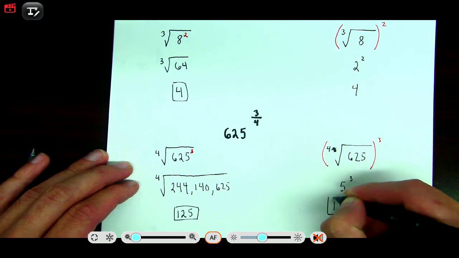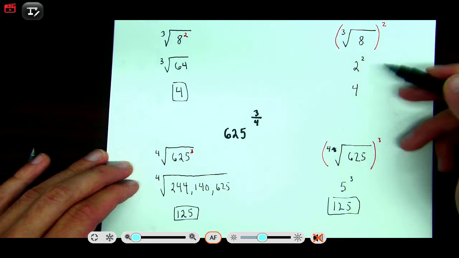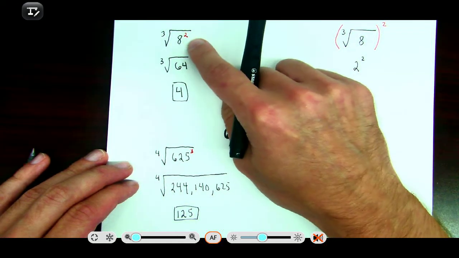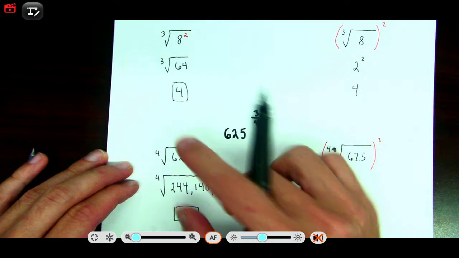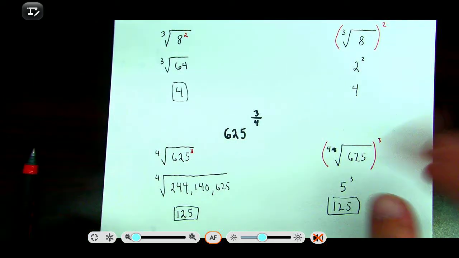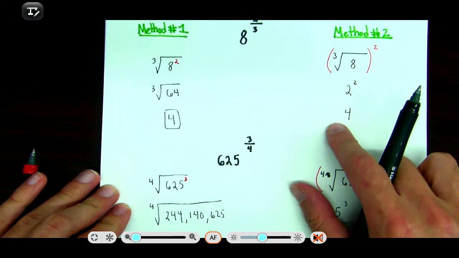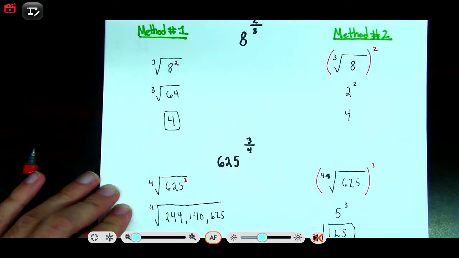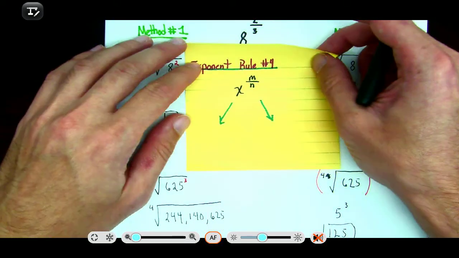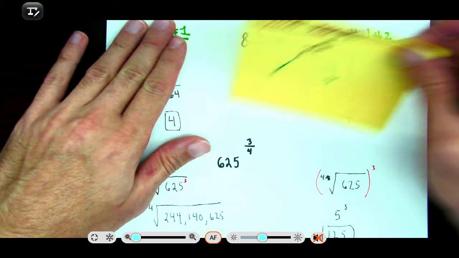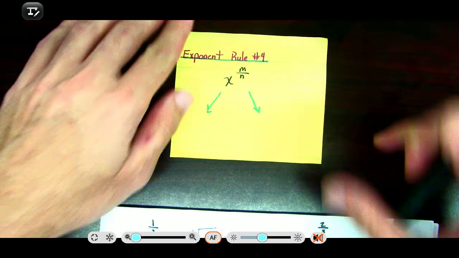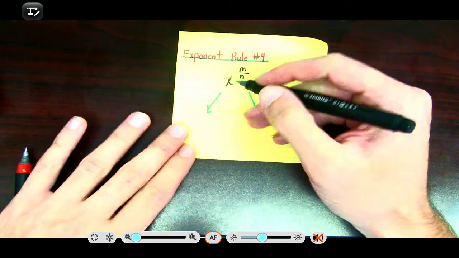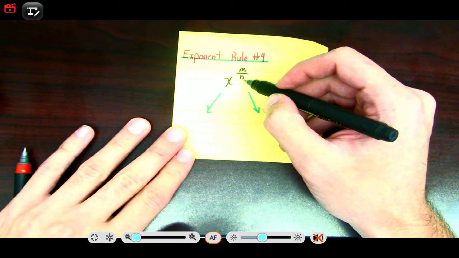Generally, I like to do it this way, because taking what's on the numerator and raising it to that power first makes the number much larger. But you have to understand that both ways work. So notice that we have some exponent rule over here. Let me just move this to the side real quick. Take your time here. What do you think would be the two ways you could express any x to the m over n? How could you express it?